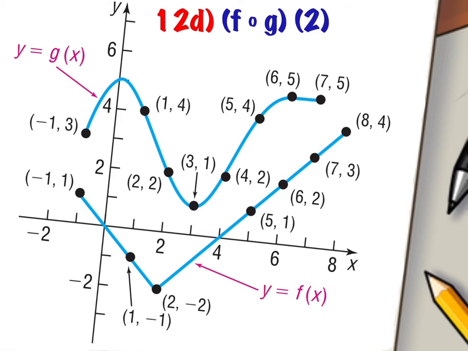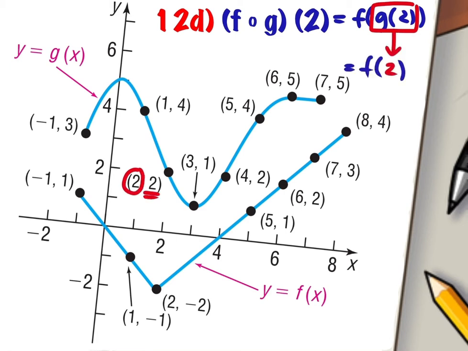For letter D, f composed with g of 2 is equal to f of g of 2. Let's go ahead and find out what g of 2 is equal to. X equals 2, g of 2 equals 2. So when x equals 2, f of 2 equals negative 2. So you want to put negative 2 as your answer.